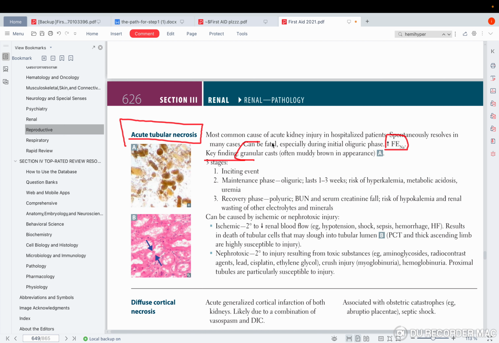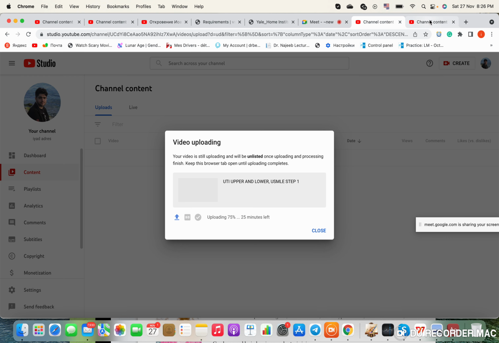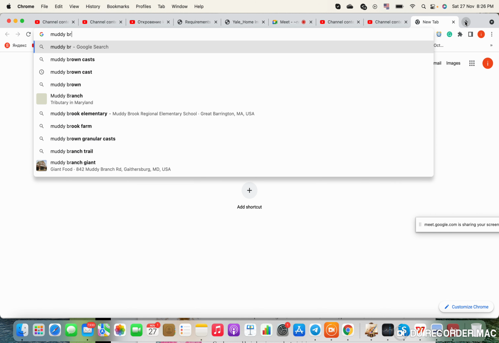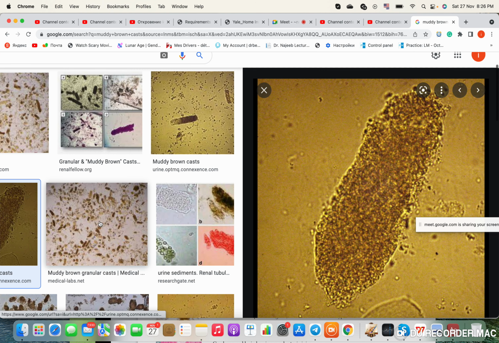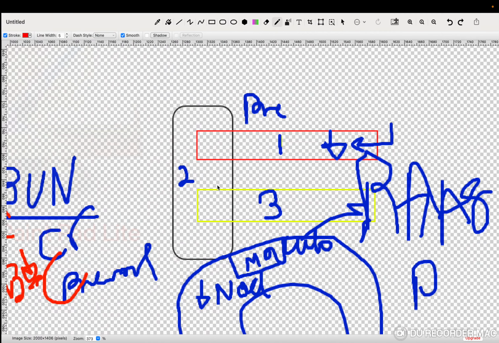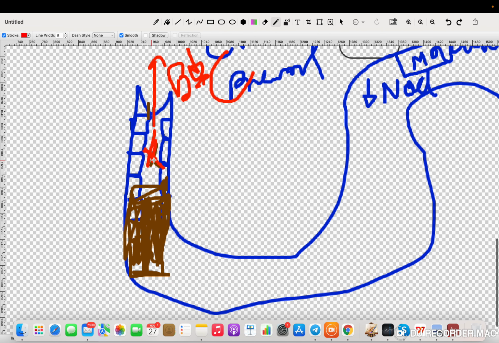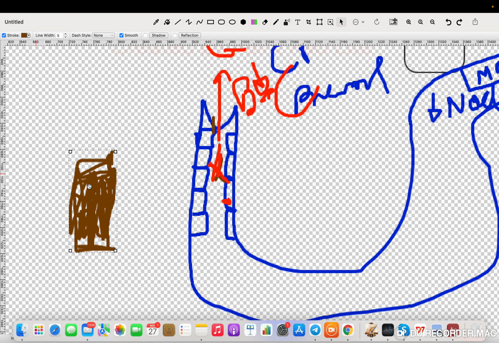So for kidney findings, you will have a granular cast, which we saw earlier. It's the muddy brown cast, they call it. Let me just show it to you again, because this is super important too. Muddy brown casts. You can see it here. This is the muddy brown cast. And why did it happen? Because your epithelial cells have died and then started to accumulate inside of your tubules. So this portion has shifted and moved from here to another location, as you can see, and went outside of your body. And you were able to see it in the urine.